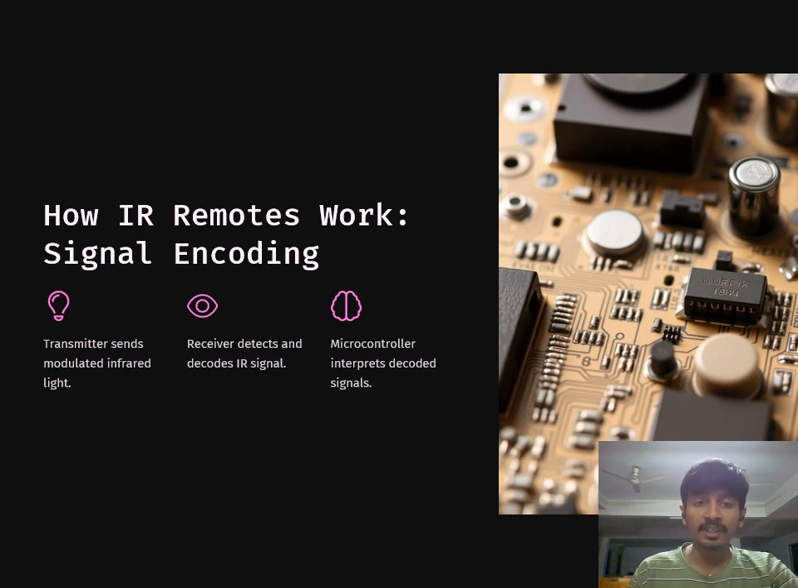Infrared remotes work through signal encoding. The transmitter modulates infrared light. The receiver detects and decodes infrared signals. The microcontroller interprets the decoded signals.